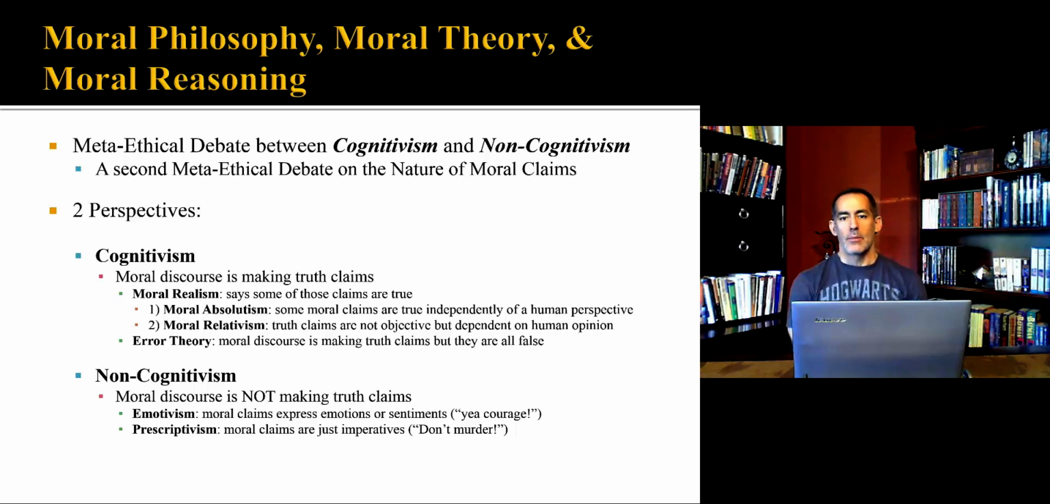And then, of course, there's another metaethical debate between what we call cognitivism and non-cognitivism, which has to do with whether moral claims are making any kind of meaningful truth claims at all. So the two perspectives are cognitivism and non-cognitivism, and the cognitivist would say that moral claims are making truth claims. Underneath cognitivism, you'd have people that we may call moral realists that would say at least some of the claims we make are true, some of the claims we make are false. Both absolutist and relativist fall under there because they do believe that claims are true. They're just true based on different things, whether objective or subjective. And then, of course, error theory falls under there probably as well.